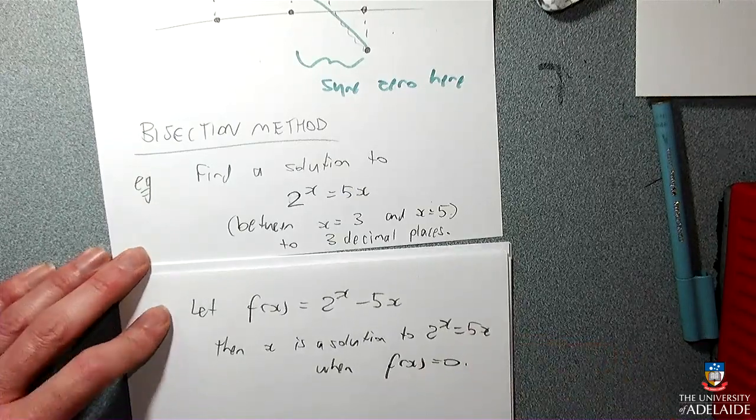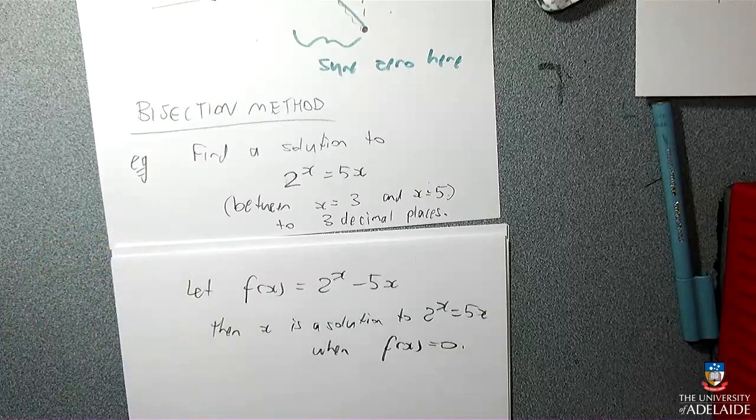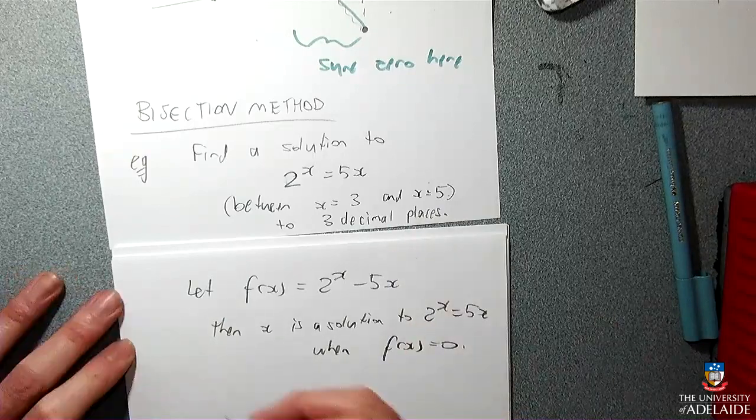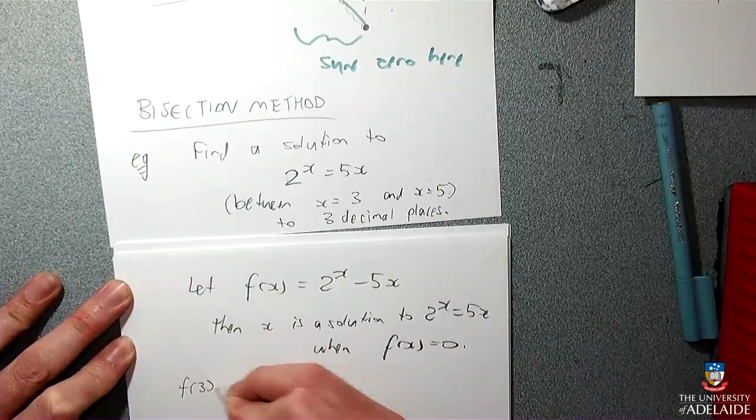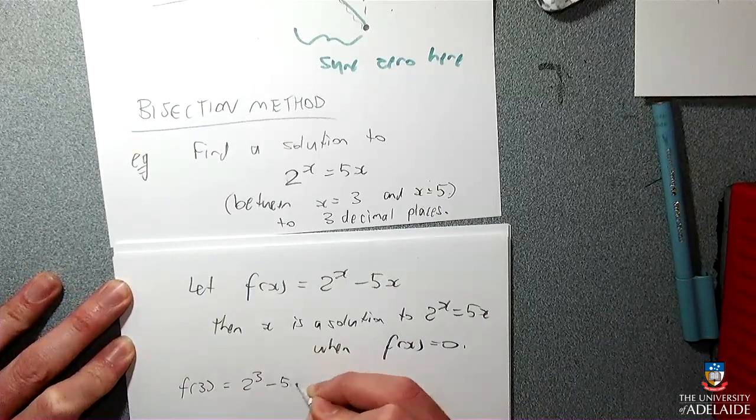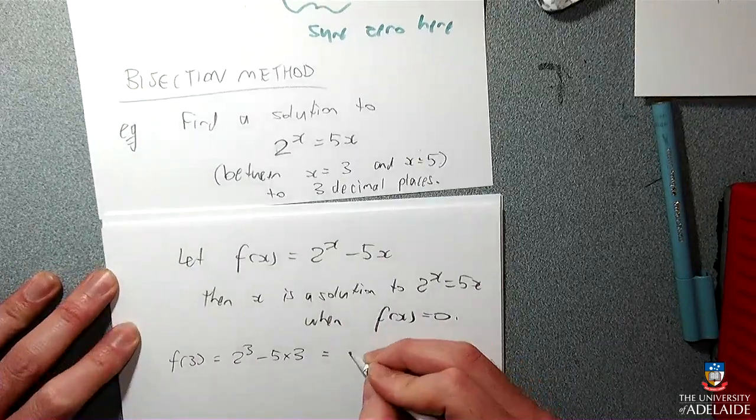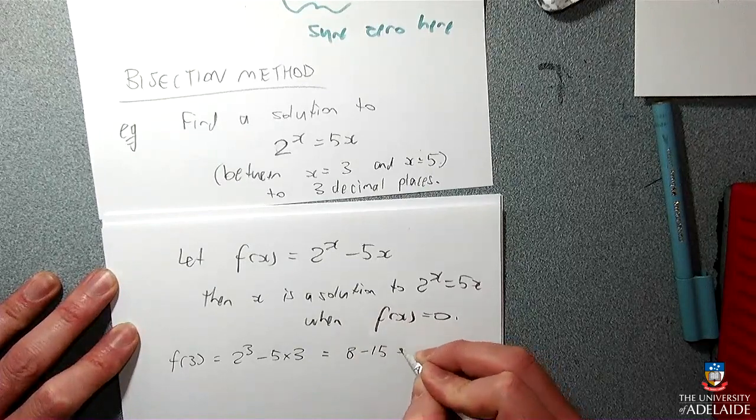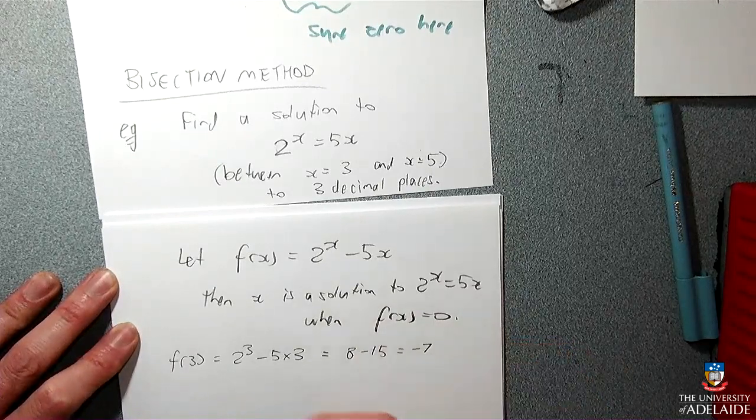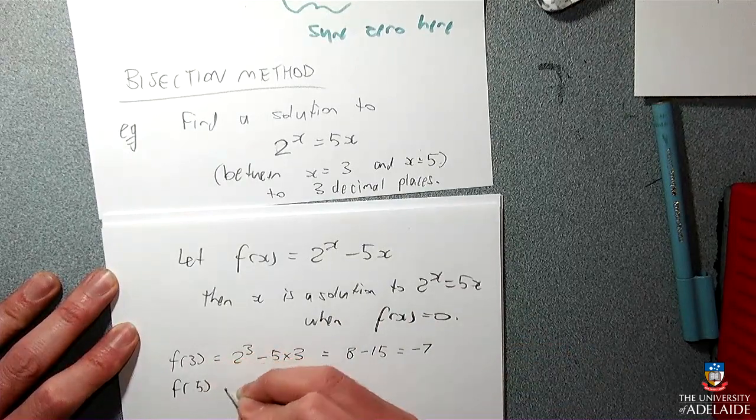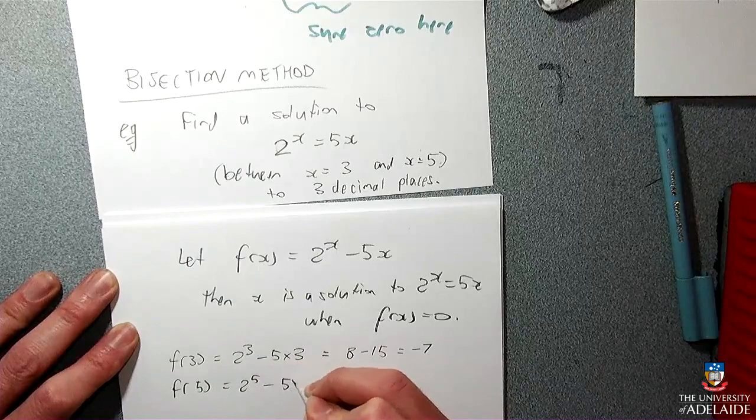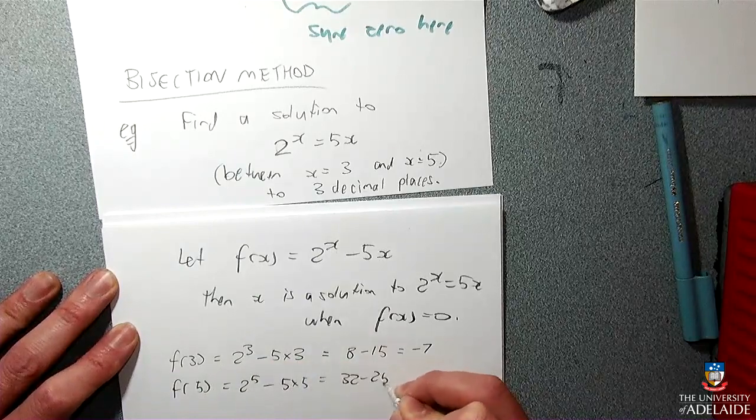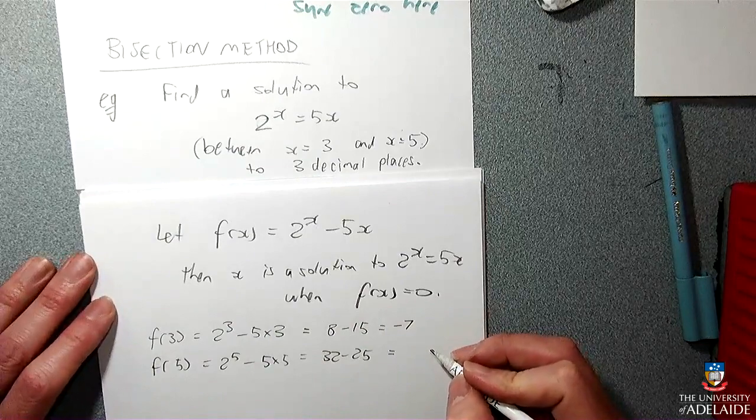So I can use the bisection method for that, and I can only use the bisection method if this function is 0 definitely between 3 and 5. And so what I need to do is start out by calculating what it is at those points. f of 3 equals 8 minus 15, which is negative 7. And f of 5 is 2 to the 5 minus 25, which is plus 7.